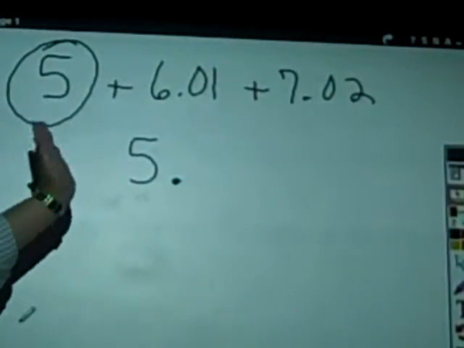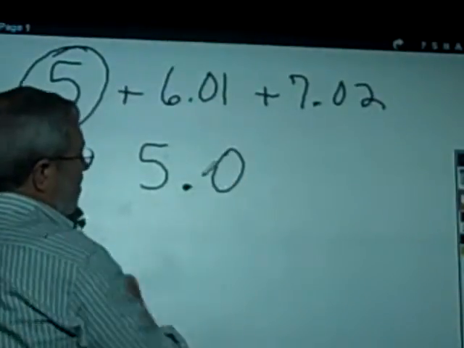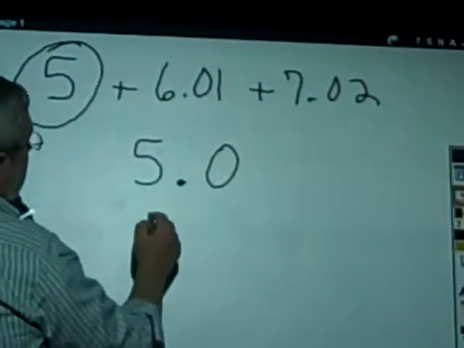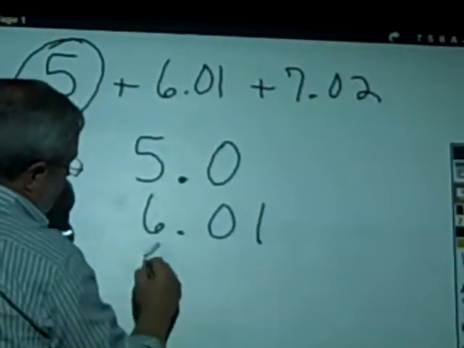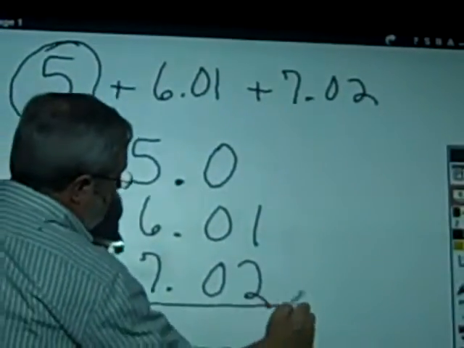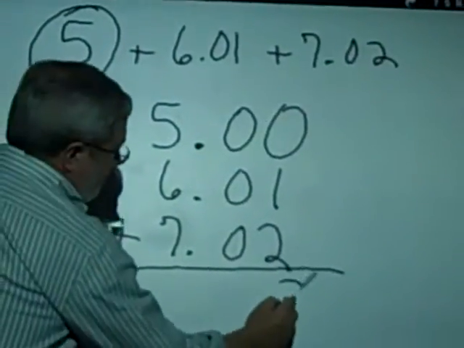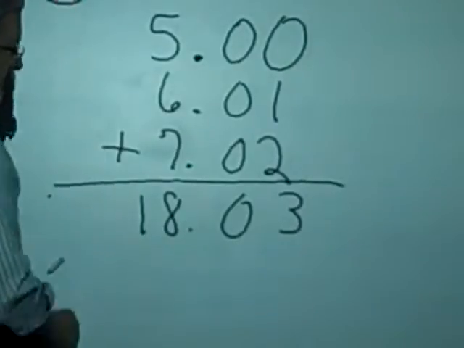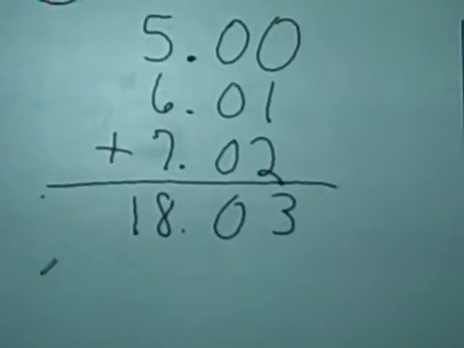They just don't remember from last year. But 5.0 is how I would write that as an actual decimal number. Now let's go back and put these with it. 6.01 and then 7.02. Once again, I may fill this in up here with another 0. Add it down. My answer is 18.03 or 18 and 3/100.